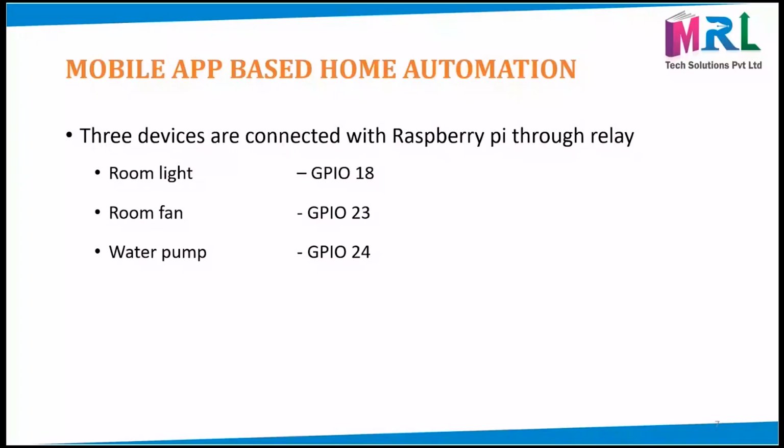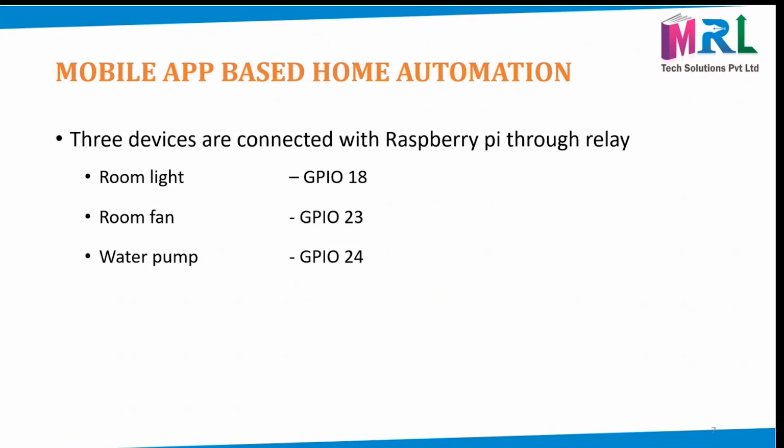different devices through my mobile app. So each and every device is controlled through a relay only. So our room light voltage. So these three devices consist of different voltage levels.